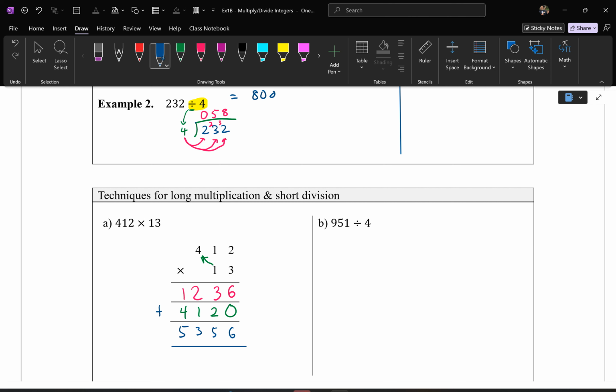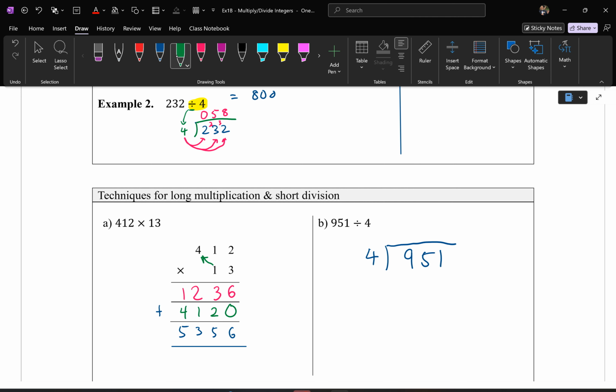All right? Next one, short division. Same thing again. I'm going to draw my operation. Now, what number goes on the outside? Can I please have, have I chosen everyone here? Elizabeth? What number goes on the outside? 4, very good. So we're saying how many 4s fit into 951?